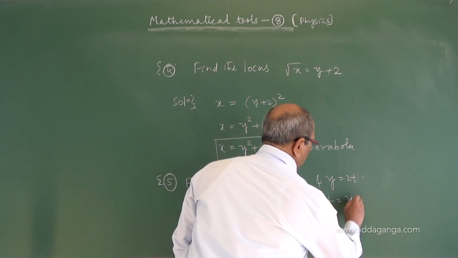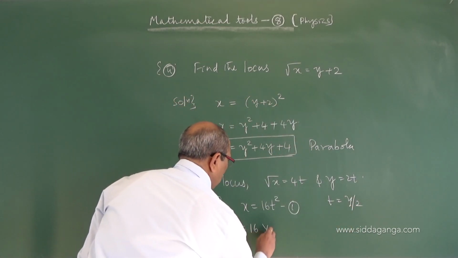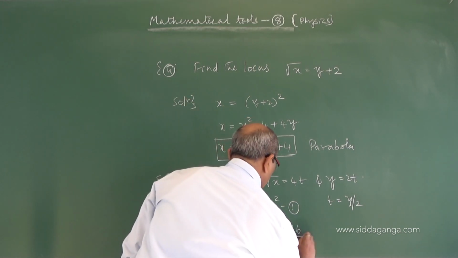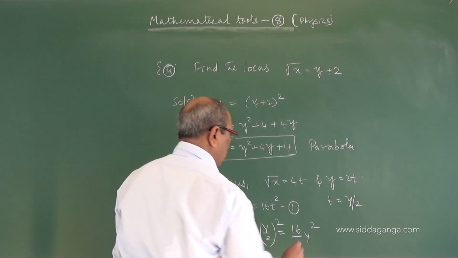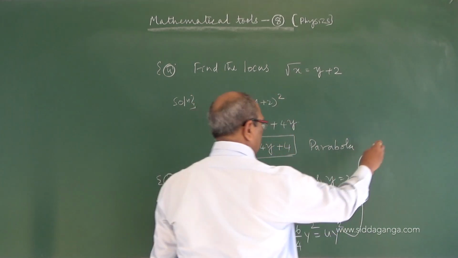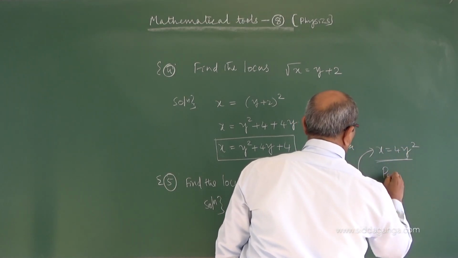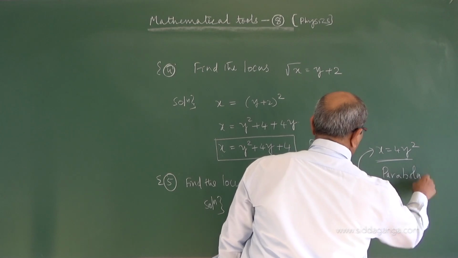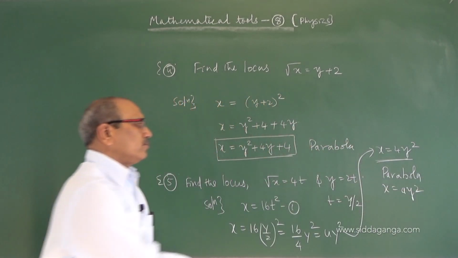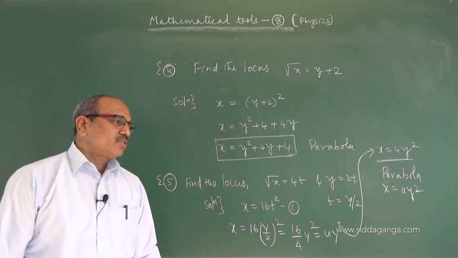t is equal to y by 2. Substituting here, 16 into y by 2 whole square. That becomes 16 by 4 y square, which equals 4y square, so I can write it as x equal to 4y square. This is nothing but a parabola. You have a standard equation, x is equal to ay square.